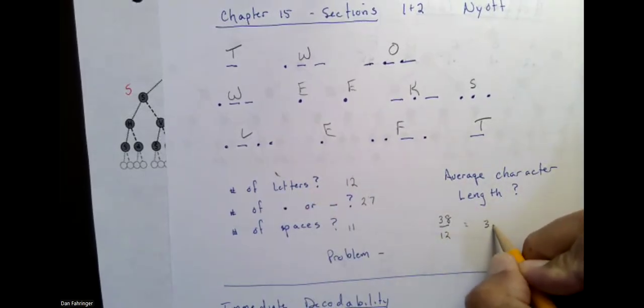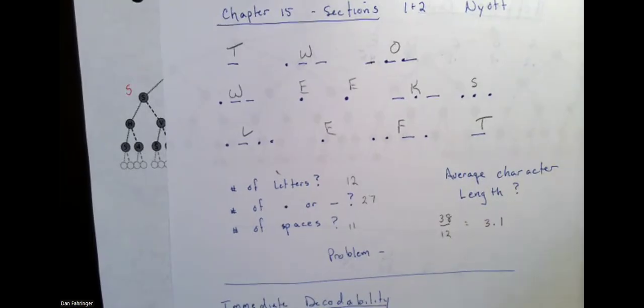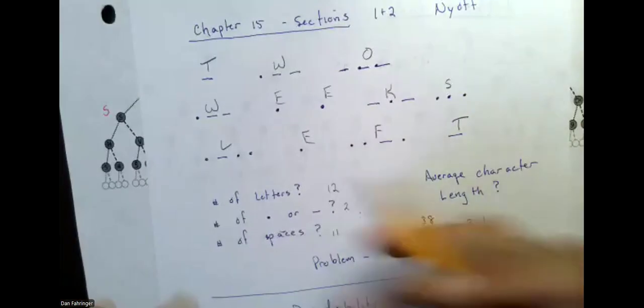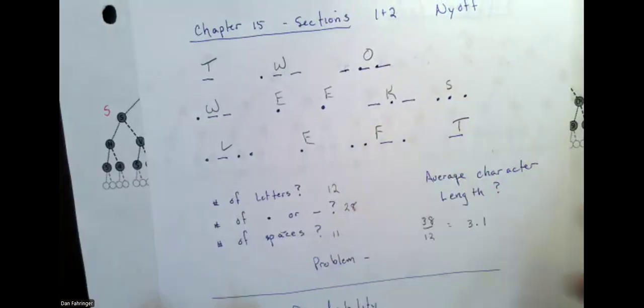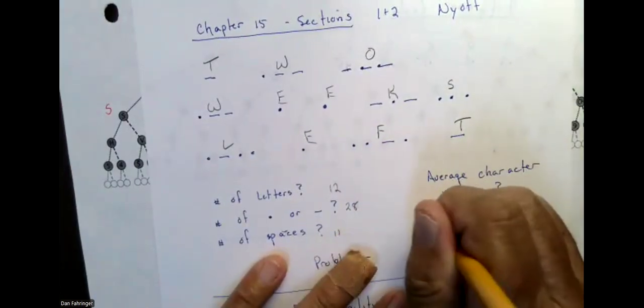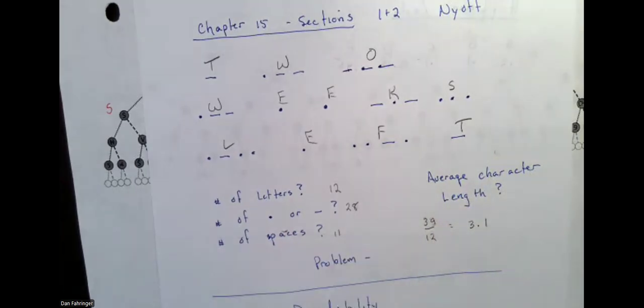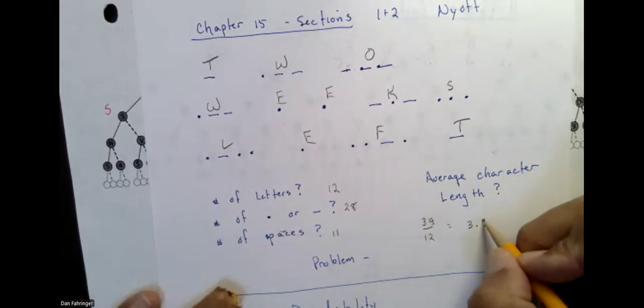So that's averaging 3.1, the average character length. It's going to take, it is 28. You were right. I recounted. I'm glad you're counting with me. So 28 and 11 is 39. 39 divided by 12 is 3 point, maybe 2.